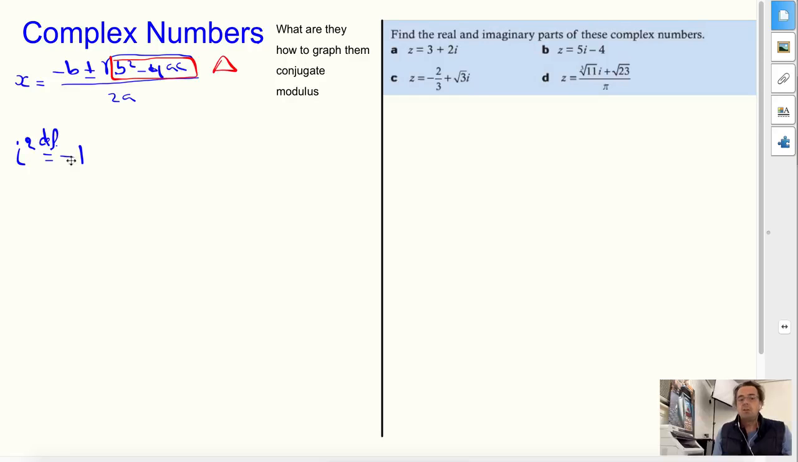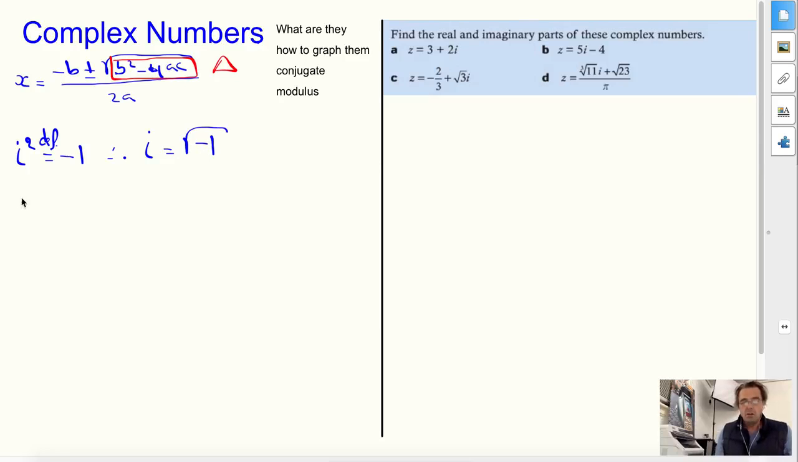Now if i squared is -1, then we have a beautiful property that if we square both sides, i is going to be the root of -1. So now we have a solution for all the negative numbers that we want to take the square root of. In case this turns up negative, we can now do that.